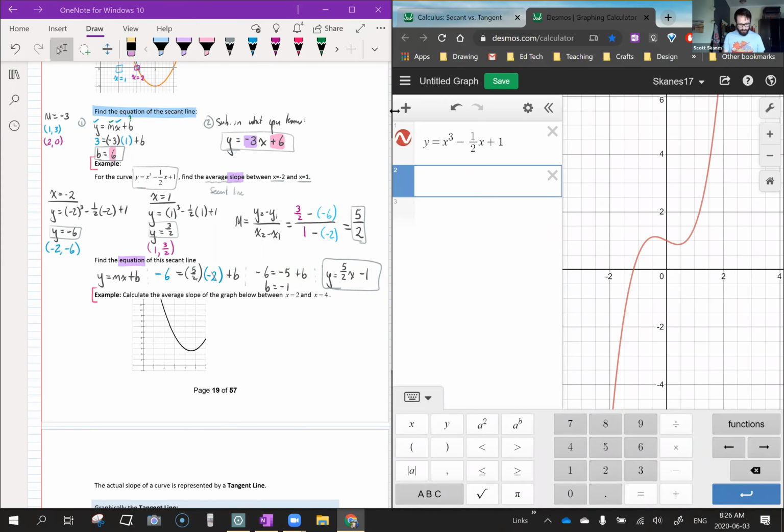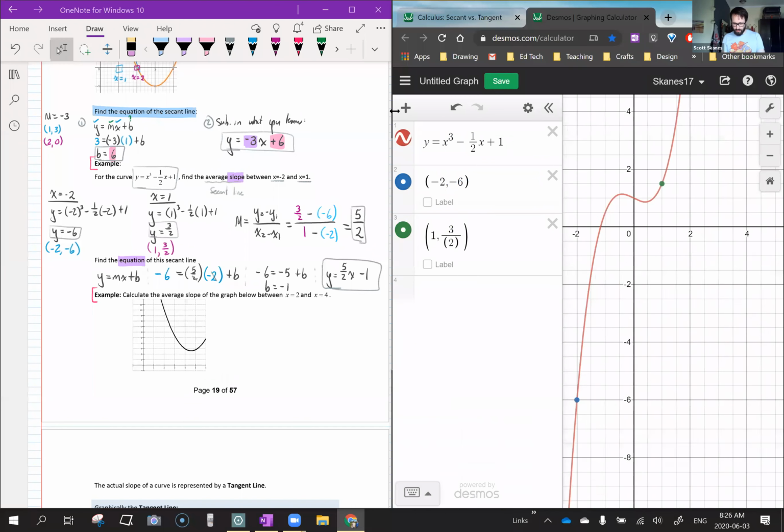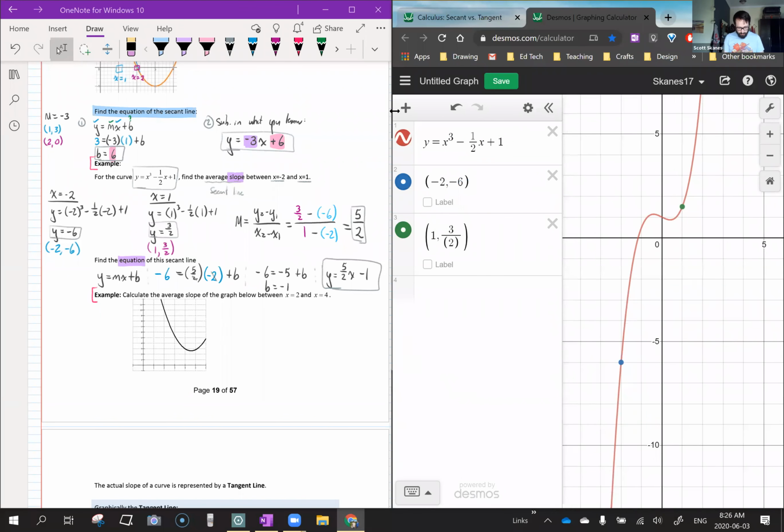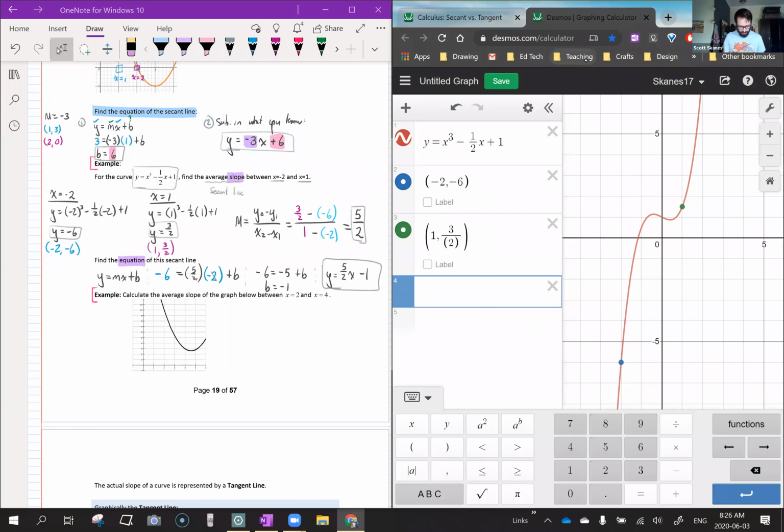Let's label our points. We have the point -2 and -6. We have the point 1 and 3 over 2. And let's see, is that right? Have I messed it up? No, I think we're okay. We should have made a line that goes through this point and this point. All right, we need a secant line that looks exactly like that. Well, not exactly, but at least better than that. Let's put it in. y equals 5 over 2.